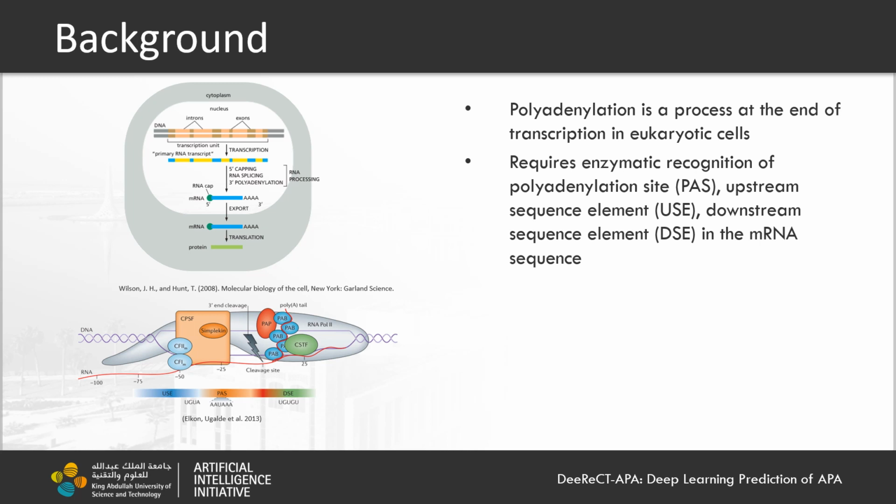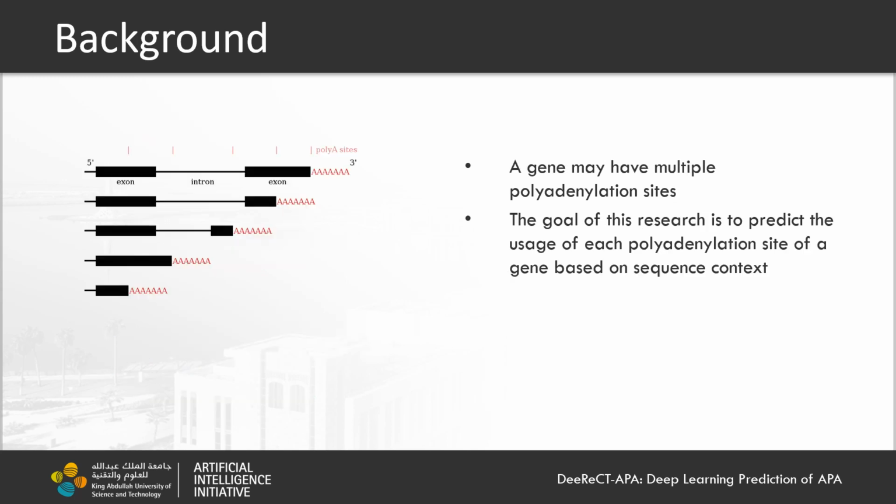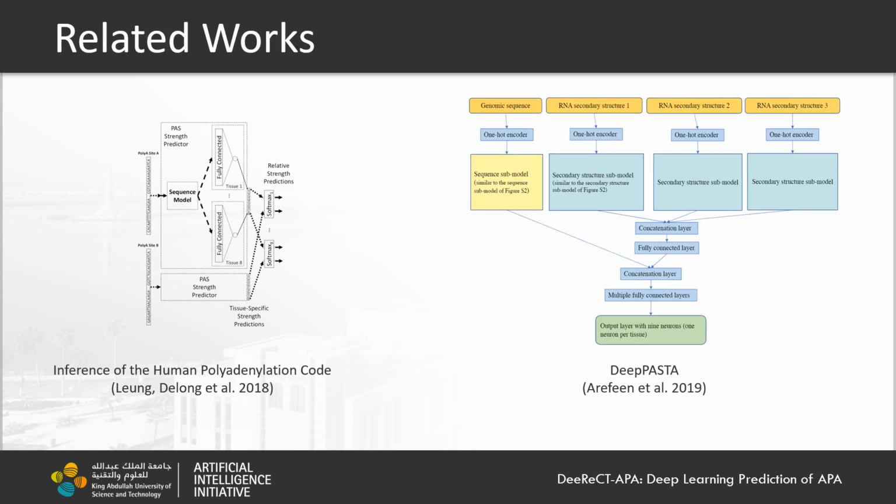This requires enzymatic recognition of a polyadenylation site, or PAS, an upstream sequence element, and downstream sequence elements in the mRNA sequence. As shown in the left figure, a gene may have multiple polyadenylation sites, and there is a certain probability that each of them will be used, and a gene at each time can only use one polyadenylation site. The goal of this research is to predict the usage of each polyadenylation site of a gene based on its sequence context. Here we introduce some related works on this topic.